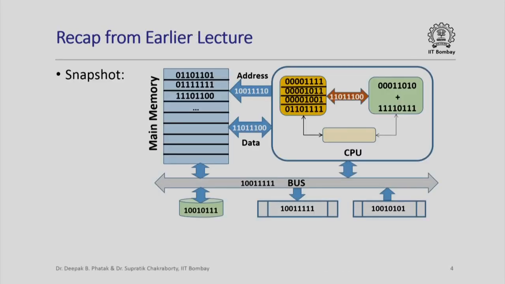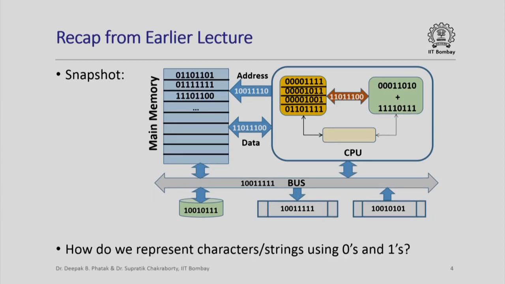Now from an earlier lecture you would recall this diagram where we had shown the basic structure of a simple computer, and all the components here basically have information stored as sequences of zeros and ones. So the question we want to ask now is, how do we represent characters or strings using zeros and ones?